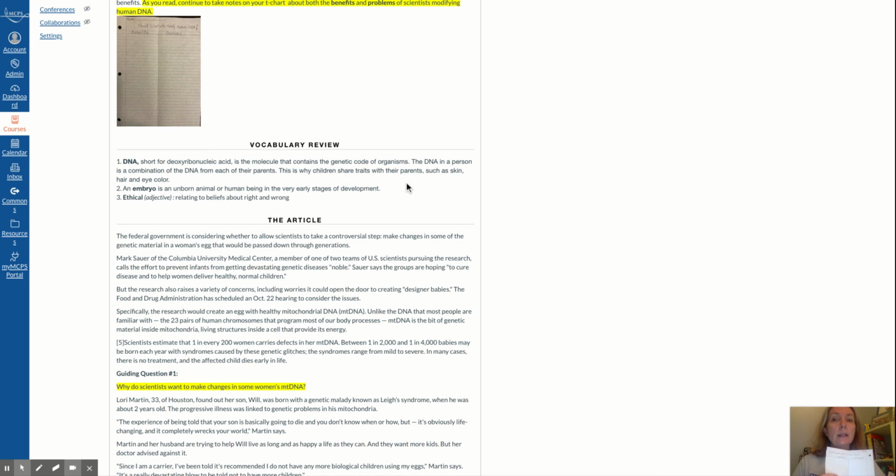Okay, it is how we get our traits, like our eye color, hair color, skin color, things like that, height. Okay, an embryo is an unborn animal or human being in the very early stages of development. And the word ethical means relating to beliefs about right and wrong, whether it's right or wrong.